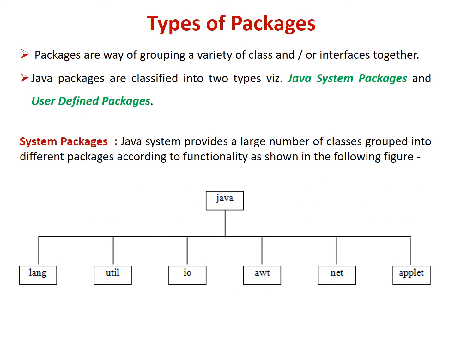Types of packages. Java packages are classified into two types, that is Java system packages and user defined packages. Now Java system packages. Java system provides a large number of classes grouped into different packages according to the functionality. Here the figure shows a functional breakdown of packages that are frequently used in Java programs. Here the root package is java. In the java package there are other packages, that is lang, util, io, awt, net and applet.